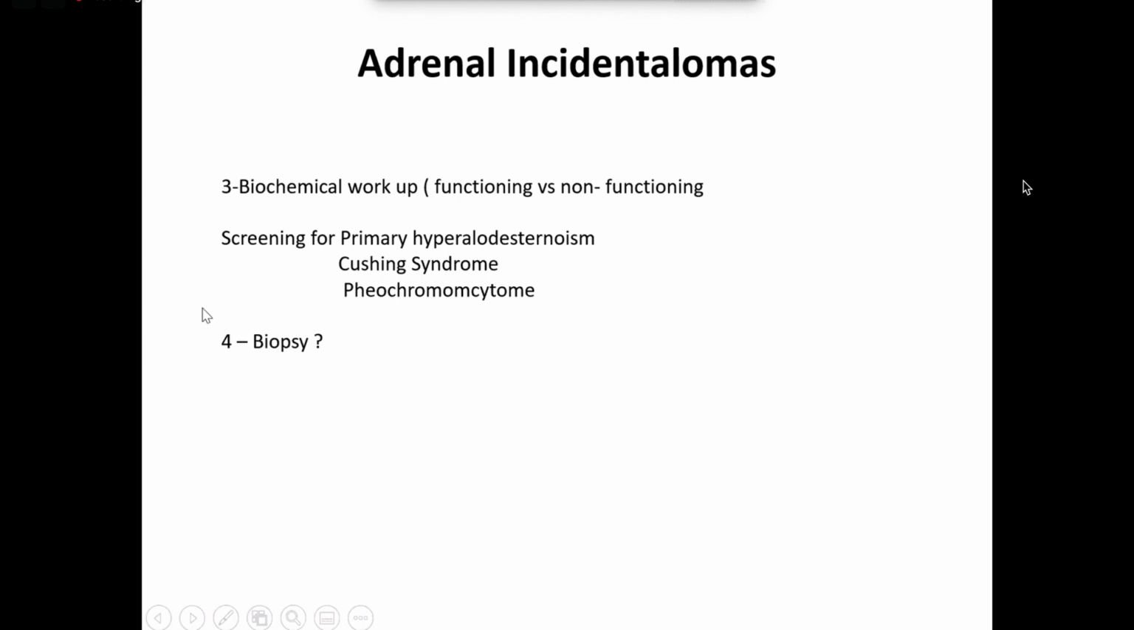So do we need to do a biopsy for adrenal mass? The answer is no. It's only if the patient has a primary malignancy and we think this is metastasis, just to confirm the metastasis, or the patient has adrenal cortical carcinoma, not for surgery. So we just have to confirm the diagnosis. Otherwise, we need to do surgery for those patients without a biopsy.